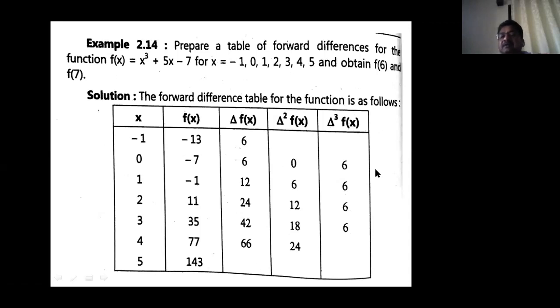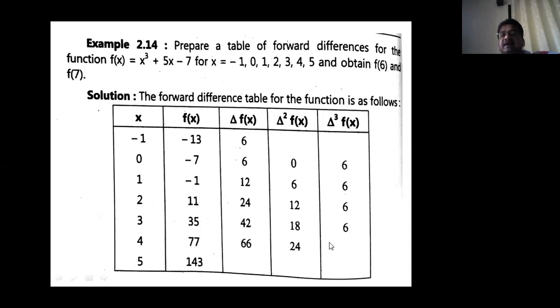What is the value of delta raised to 4 f(x)? What are the entries in delta raised to 4 f(x)? All entries are 0. So 6 minus 6 is 0, 6 minus 6 is 0, 6 minus 6 is 0. That is, all the entries in the further columns are 0, and so there is no need to write the further columns.